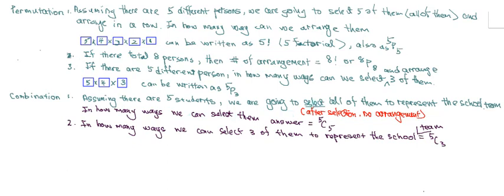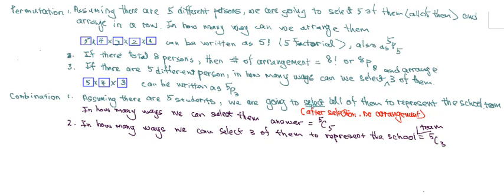Combination means you select them, and that's it. That forms the team. You do not need to arrange them. So that is combination. You select, that's it. Let's say you select these 3 persons. Let's call these 3 students A, B, C.